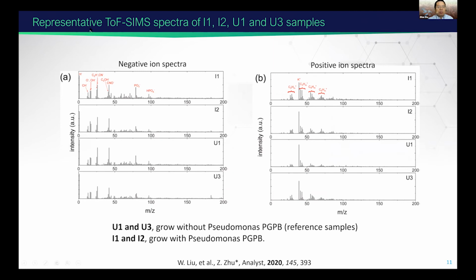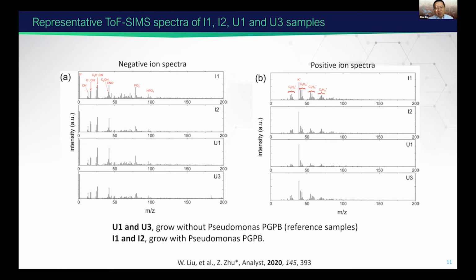Here are some representative TOF-SIMS spectra. The left side is the negative ion spectrum, the right side is the positive ion spectrum. Here we can see we can label each peak. And we can see among samples, the spectra look similar. They have some differences, but how can we distill the difference out and visualize it? That's challenging.